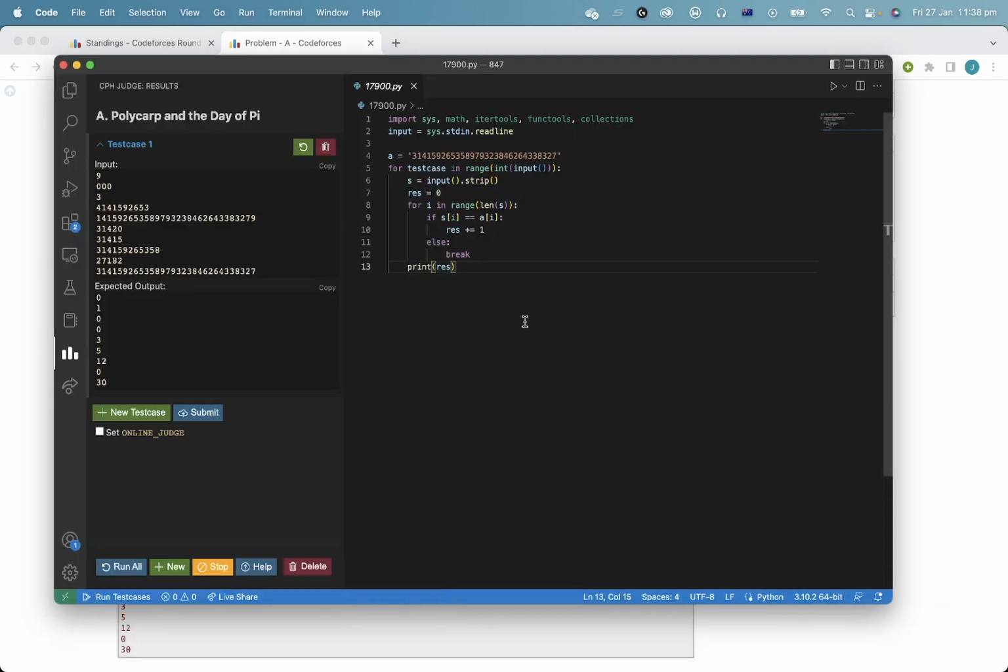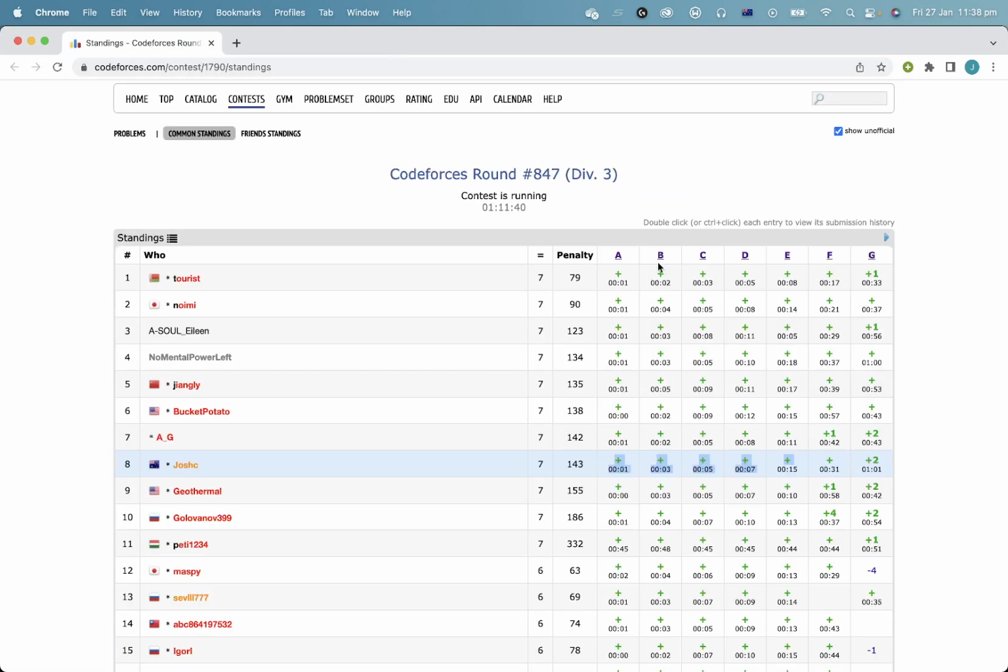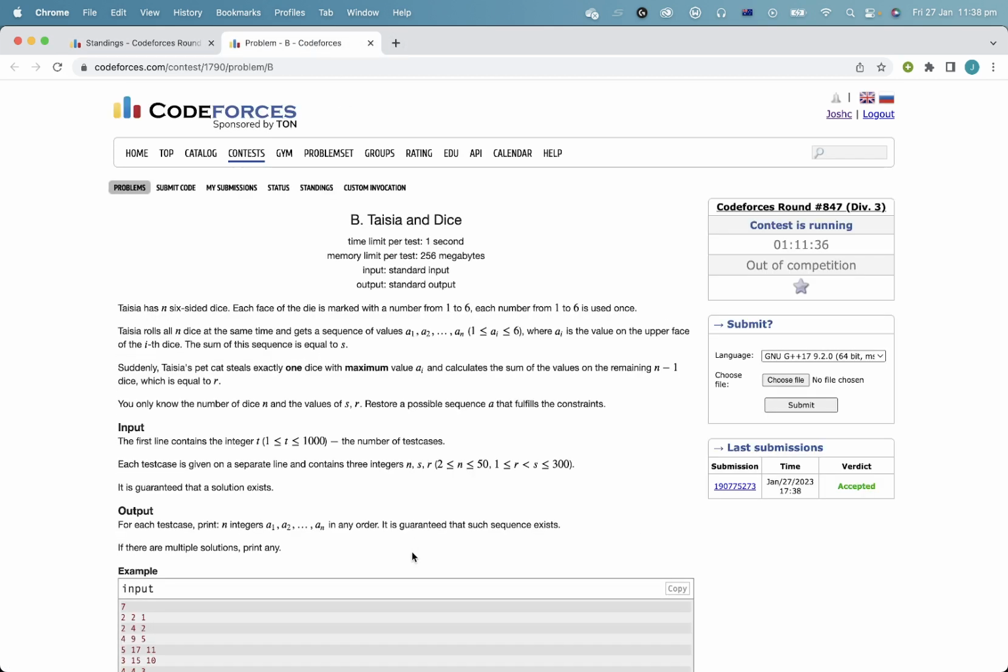So in my code, I stored the 30 correct digits. Then for each character, if it's the correct character, then I'll increment the answer by 1. Otherwise, I will stop and just print the answer. Not much to say here, and I suspect almost everyone would have solved that anyway, so I won't waste too much time.